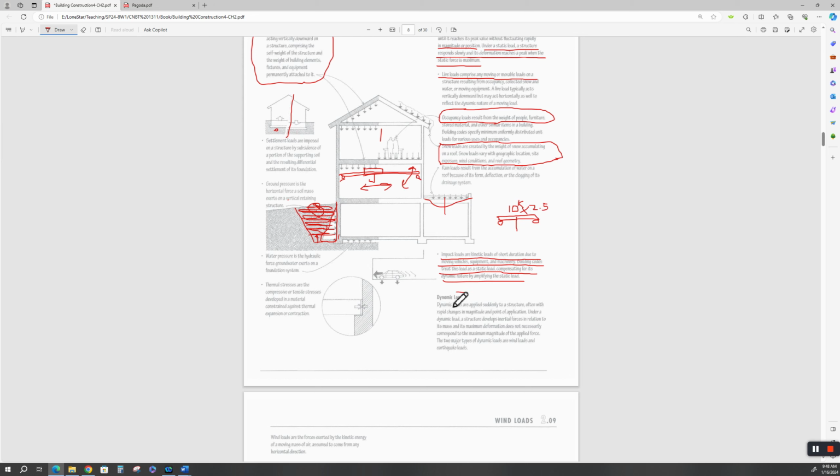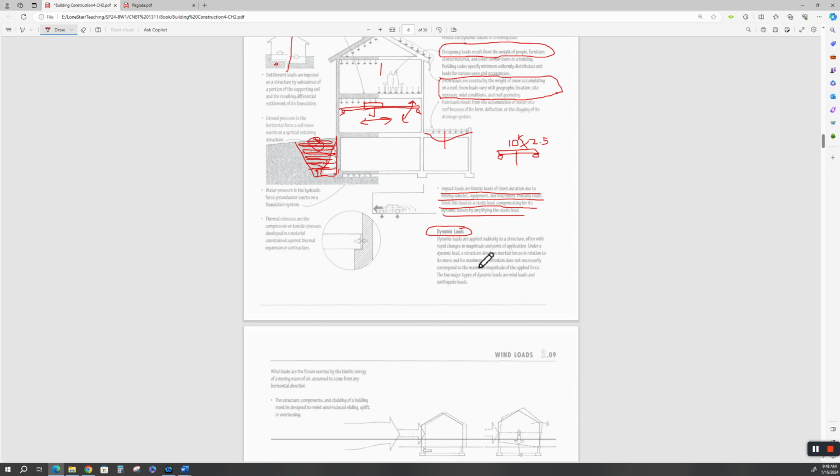All right. Dynamic loads. Dynamic loads are applied suddenly to a structure, often with rapid changes in magnitude, direction, and point of application. Under a dynamic load, a structure develops internal forces in relation to its mass, and its maximum deformation does not necessarily correspond to the maximum magnitude of the applied force. Two major types of dynamic loads. Sounds like a test question. Two major types of dynamic loads are wind loads and earthquake loads.